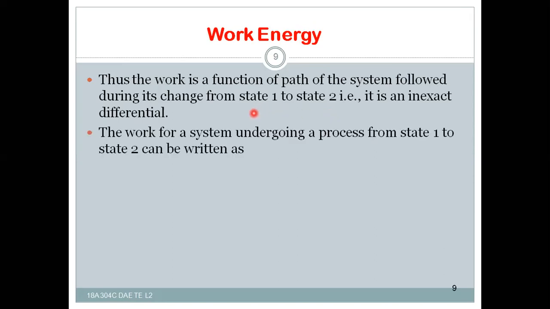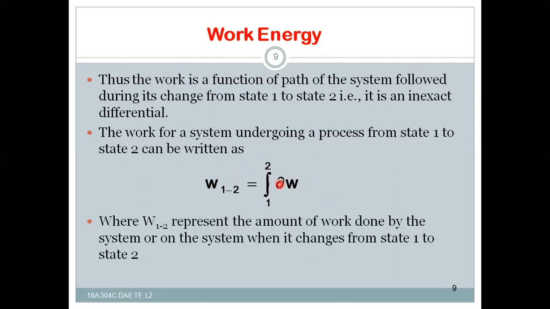So work for a system undergoing a process from state 1 to state 2 can be written as capital W 1 to 2, which is the indication for work transfer, and it is the integral from 1 to 2 of dou W. Here W 1 to 2 represents the amount of work done by the system or on the system when it changes from state 1 to state 2.